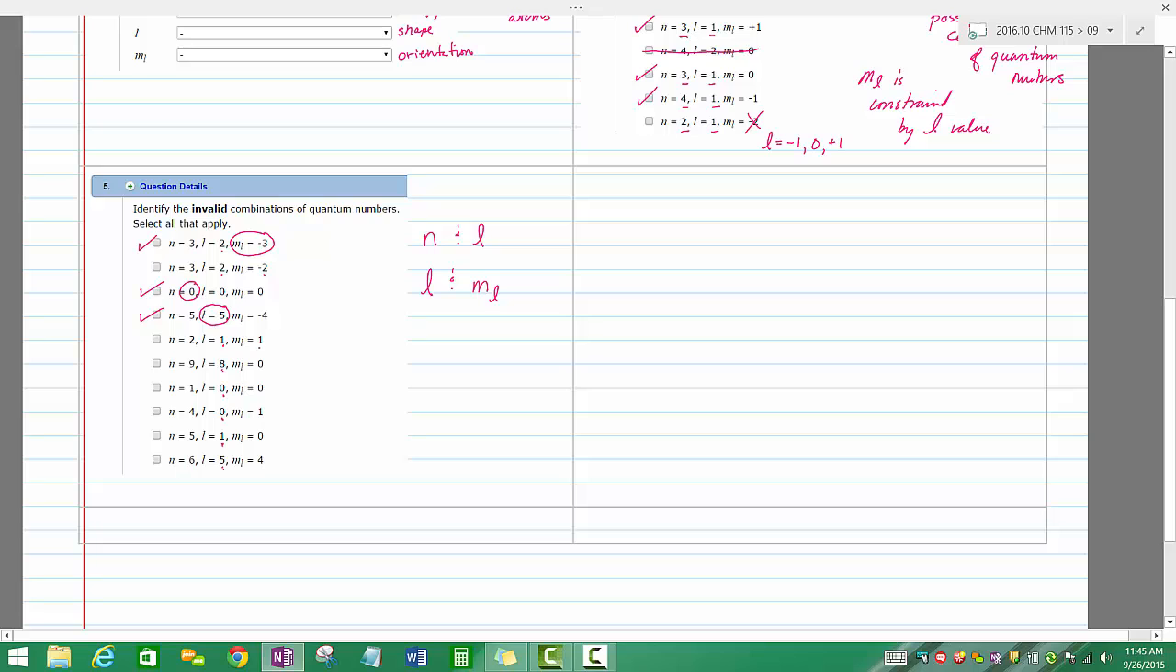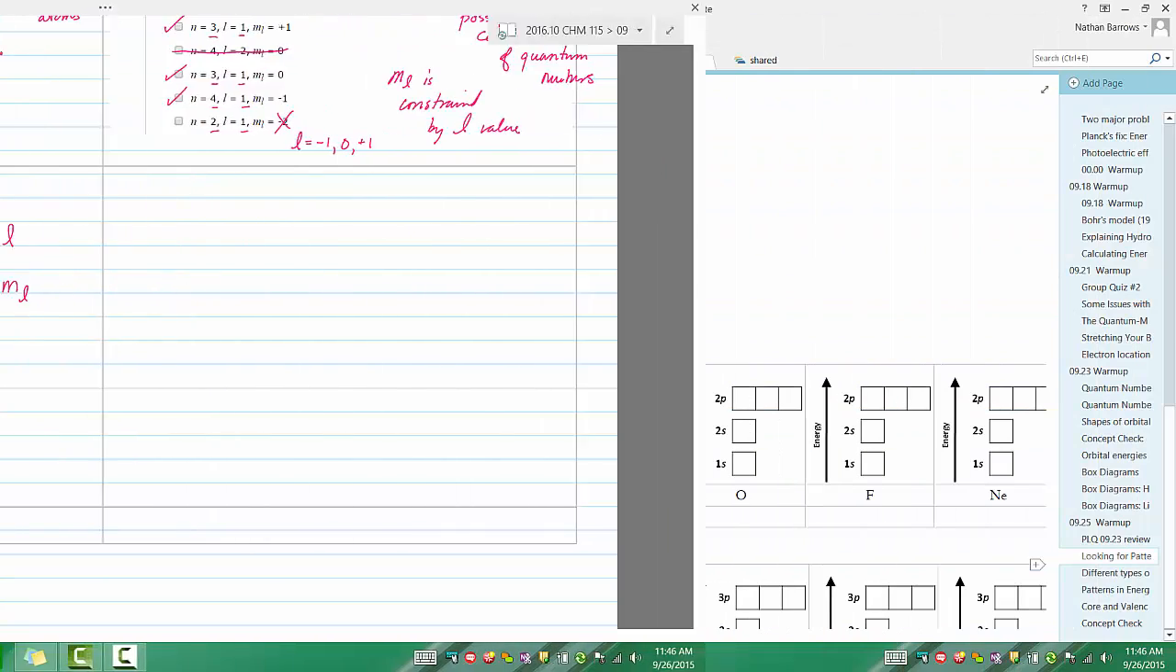M sub L can be 1 if L is 1. It can be 0. This one is not compatible because if L equals 0, the only possible value of M sub L is going to be 0 as well. So that's invalid. And if we take a look at these, it appears that there are 4 that are invalid.